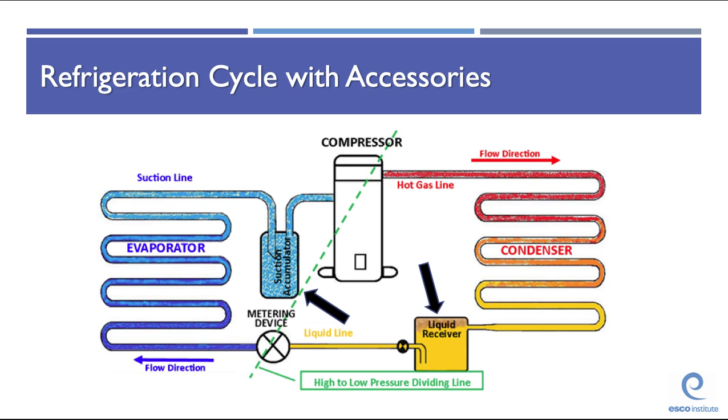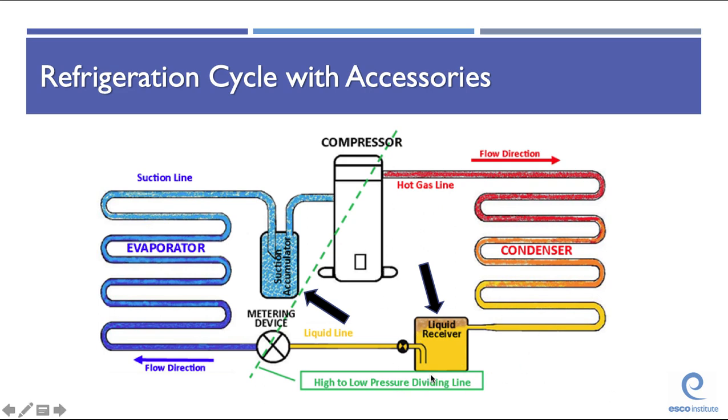Accessories shown in the basic diagram are the liquid receiver and a suction accumulator. Use of these components depends on the system design and/or the type of metering device used. A system that uses a thermostatic expansion valve, TEV, is usually equipped with a receiver located in the liquid line directly following the condenser. A system that uses a TEV, TXV, cap tube, or fixed bore metering device may be equipped with an accumulator located in the suction line, which prevents liquid from entering the compressor.